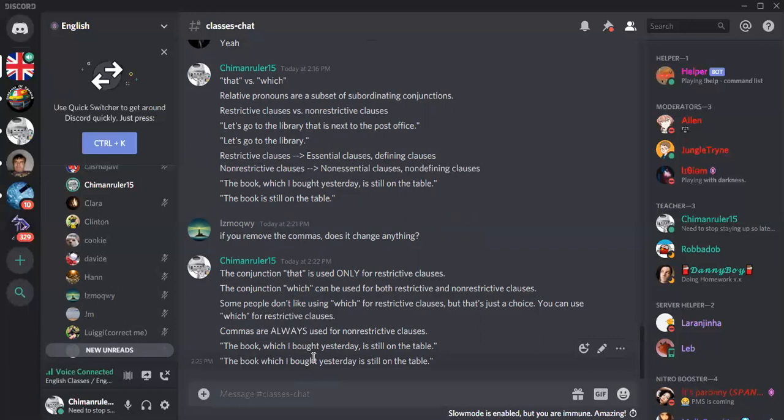You're implying in the second sentence that there's more than one book in the area, and you want to specify that you're talking about the book that you bought yesterday, compared to the first sentence, where that you bought the book yesterday doesn't actually matter. It's just extra information.